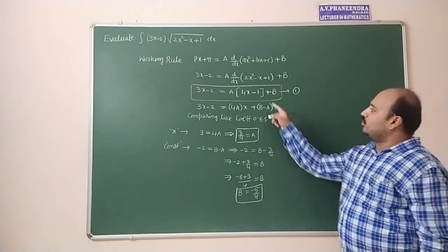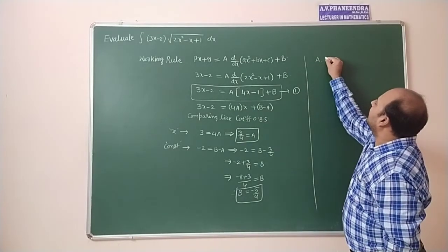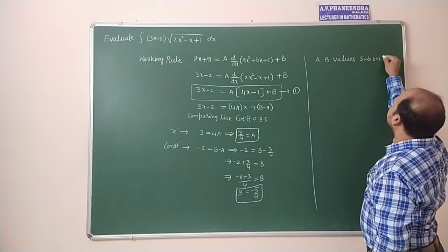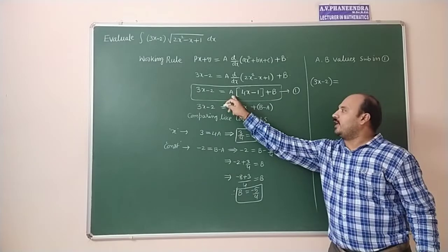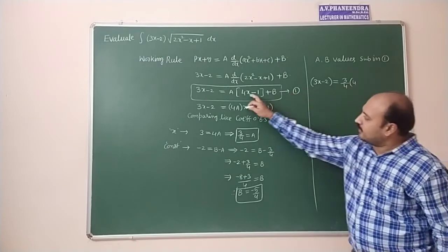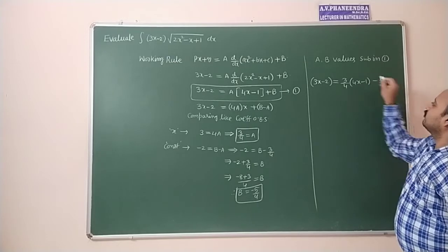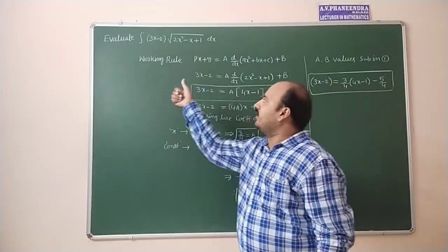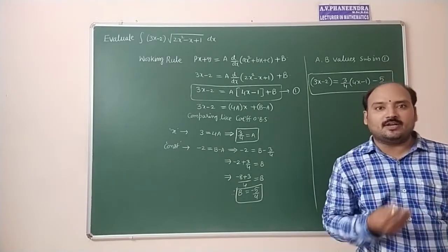Now the A value and B value substitute in equation 1. Substituting A, B values in 1, we get 3x minus 2 can be expressed as, in place of A, 3 by 4 into (4x minus 1), B value minus 5 by 4. You put this value in a box. In the next step, in the given integral, wherever 3x minus 2 is there, you have to replace it with this, split into two integrals and then integrate.